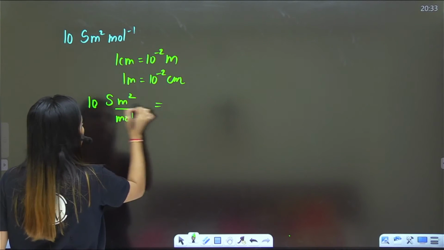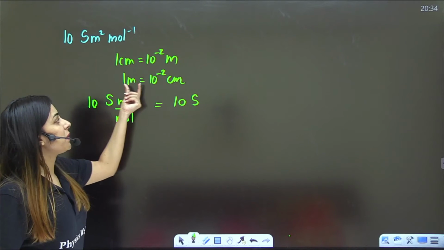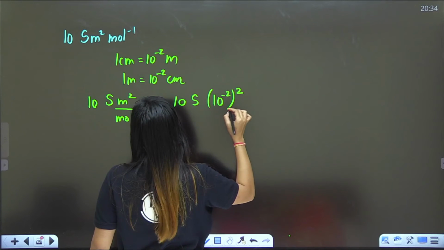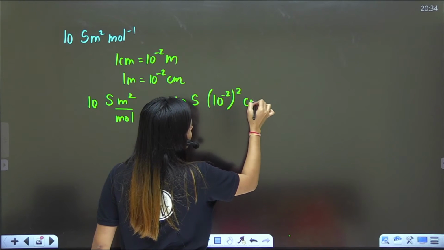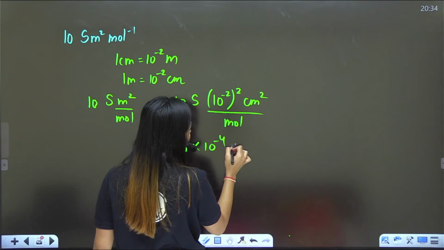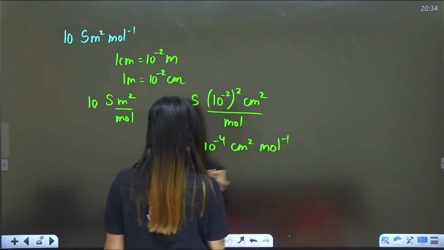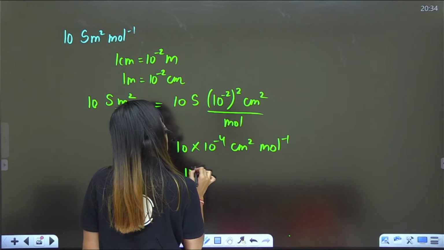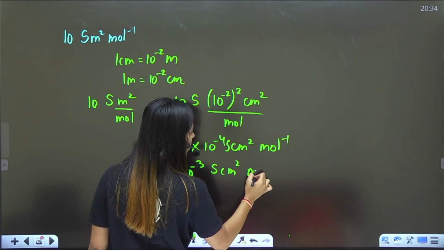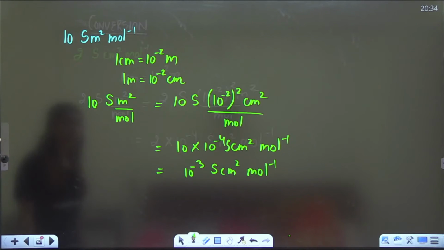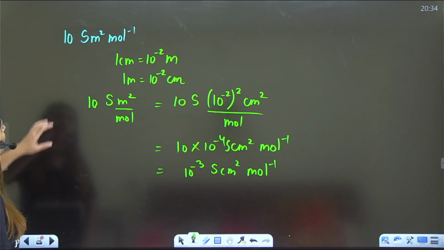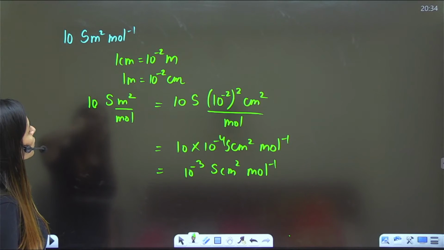This would be 10 Siemens, and my dear students, 1 meter is equal to 10 raised to the power minus 2 centimeters, and you have square of it, so 10 raised to the power minus 2 whole square, and this would be centimeter square upon mole. So this would be 10 into 10 raised to the power minus 4 centimeter square mole inverse. So this would be 10 raised to the power minus 3 Siemens centimeter square mole inverse, right? So this is how you will be converting them. Let me check. 1 meter is equal to, okay, ma'am did a mistake.